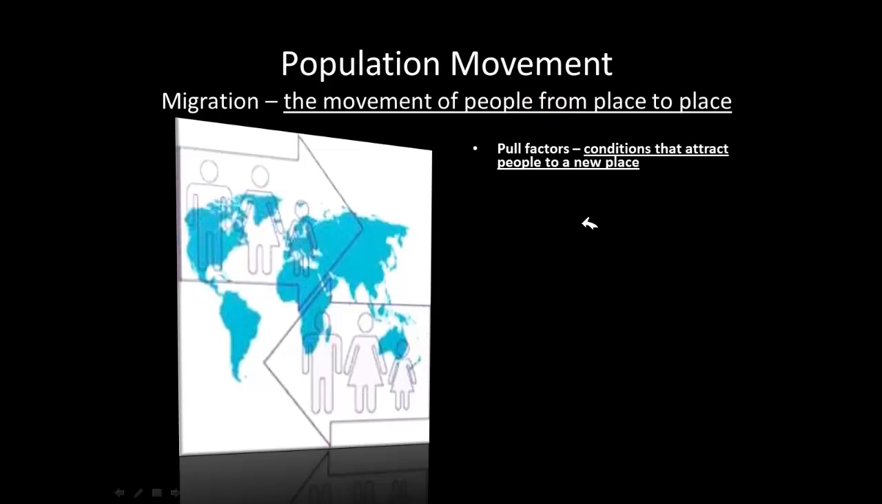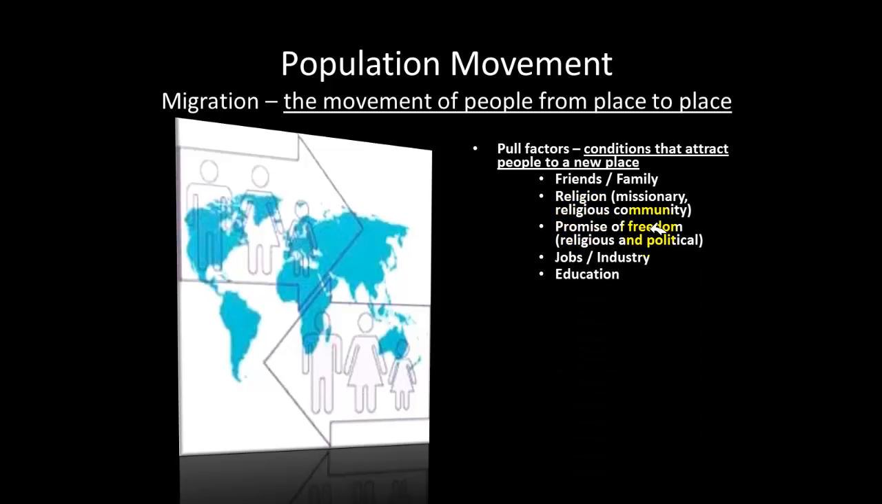When we get into migration, there are a couple of factors that cause people to move, and we'll discuss some of them. It's basically a review from the 5 themes in movement, and that is pull factors. Pull factors are conditions that attract people to a certain place. Some examples of pull factors are friends and family, or religion, such as going on a religious mission. Especially when you talk about the founding of the United States, the promise of religious and political freedom was why this country was founded. People came here for religious freedom. Other pull factors are jobs, industry, and education. People look for better jobs or better education, a better life for their family.